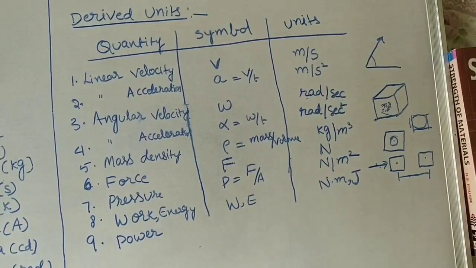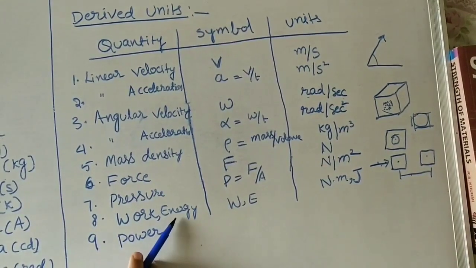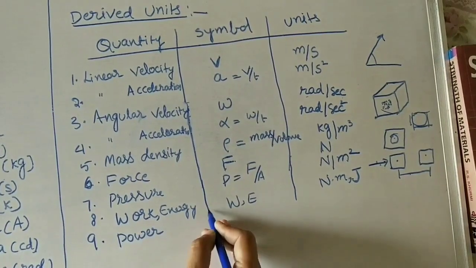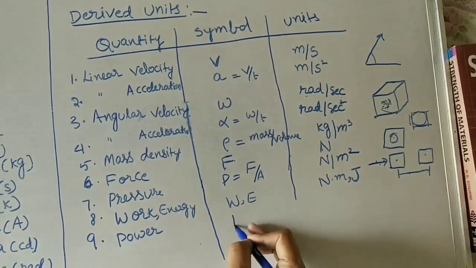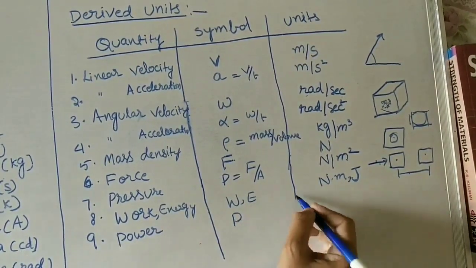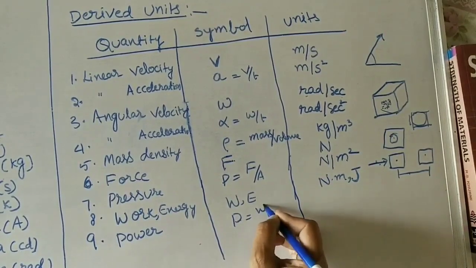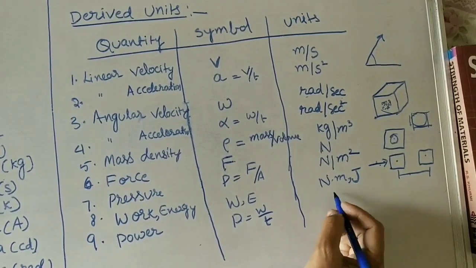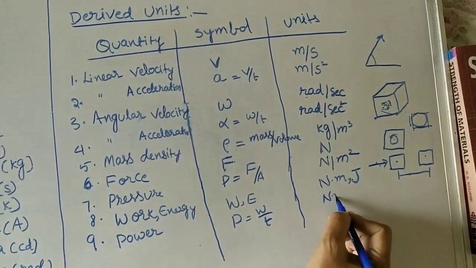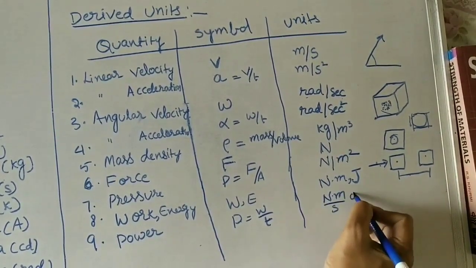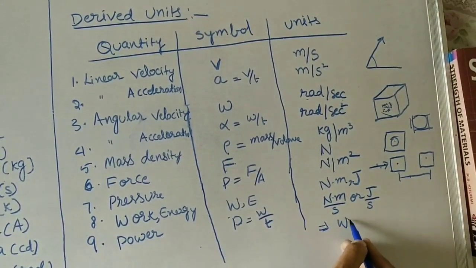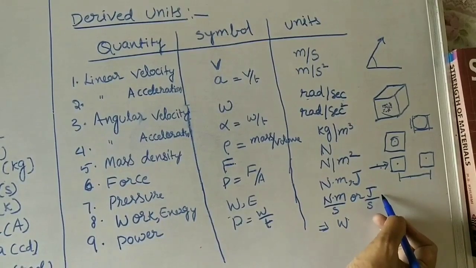Okay, and then the next one is power. Power means rate of work or rate of energy. How much work is done per time, per second. We are using the symbol capital P for power. Now here I am telling W by T. Rate of work means divided by time. So here the units are Newton meter by second or joule by second, watts. Joule per second means watts.